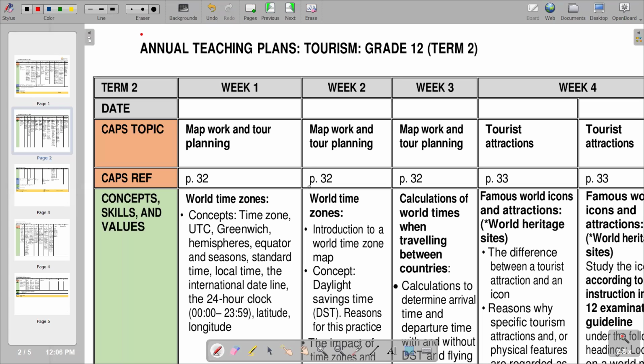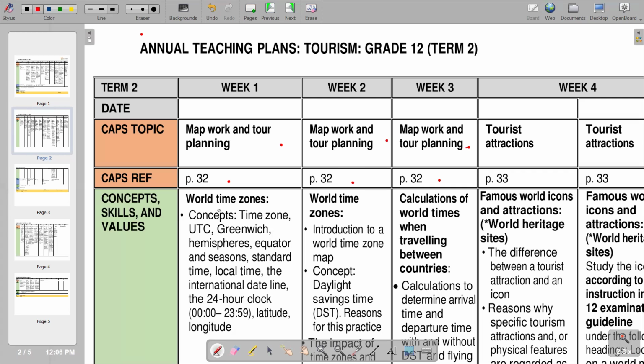In this video, we want to look at the ATP for term two. We are going to see that in week one and week three, we have got the same topic, which is map work and tour planning. It applies in week one, week two, and week three. In particular, we are looking at week one. You'd see that the CAPS ref is page 32, which is also going to apply to week two and week three.